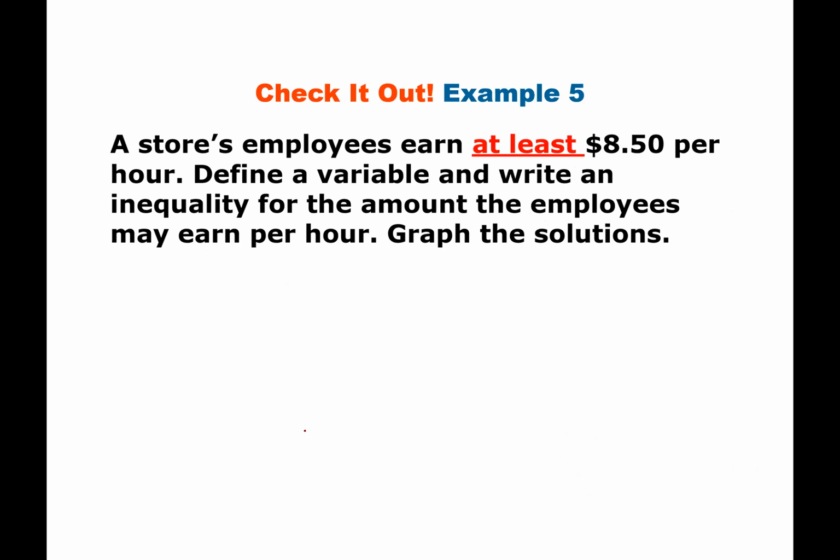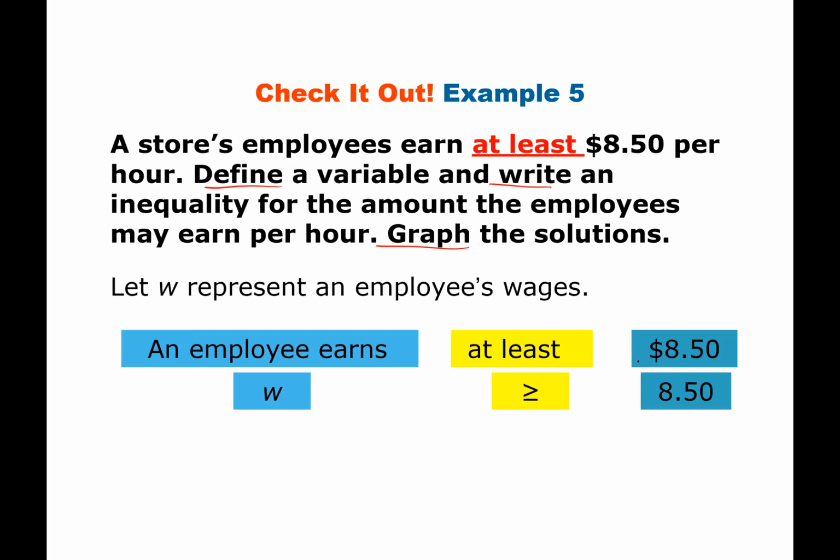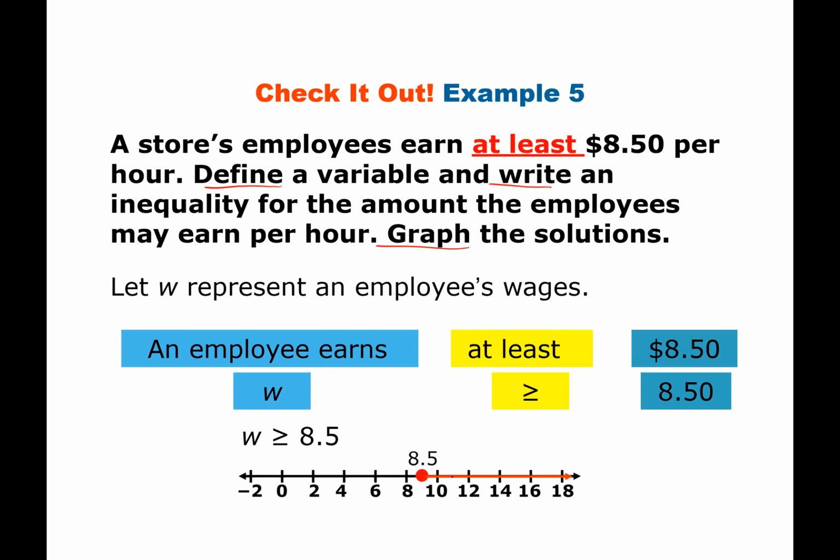A store's employees earn at least $8.5 per hour. Define a variable, write an inequality for the amount the employees may earn per hour, and graph. So the first thing is, how much do they earn? We'll put W for employees' wages, and at least is our keyword, which means again it's greater than or equal to. So W is greater than or equal to 8.5. If I draw it, I draw a shaded circle. It goes to the right. Why is it shaded? Because I have an equal sign.